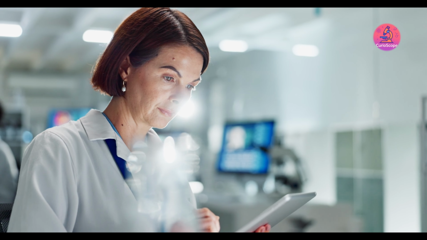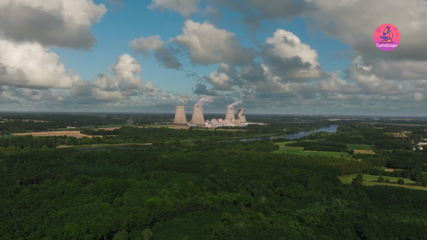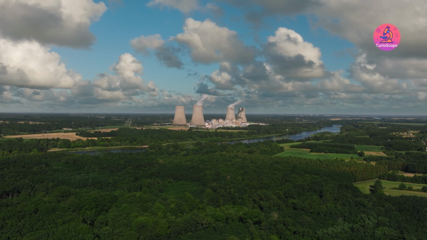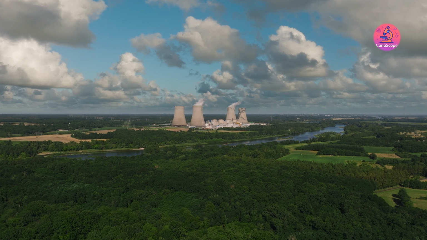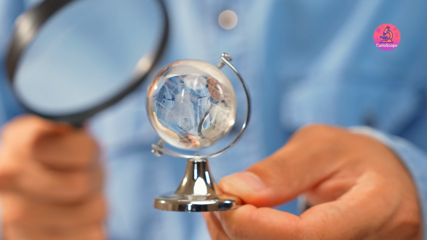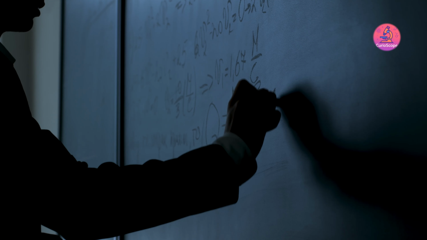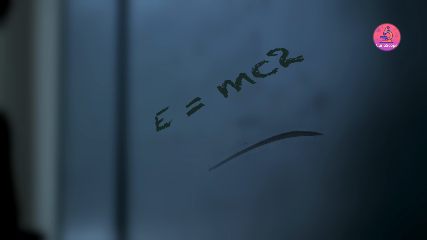Today, we're only beginning to learn how to use this power. Nuclear plants already power cities. But the biggest dream of science is controlled nuclear fusion, the same process that powers the sun. If we succeed, humanity will have a clean and virtually limitless source of energy. And it all goes back to a simple idea captured in one formula: E equals mc².